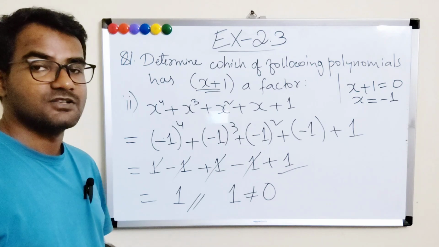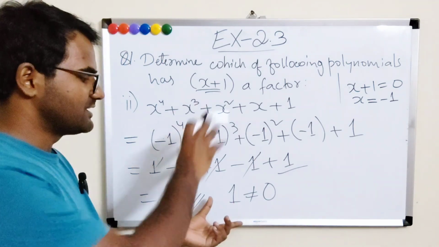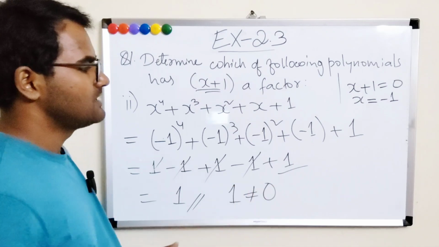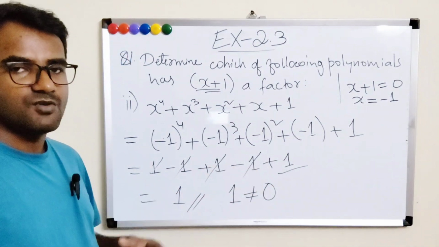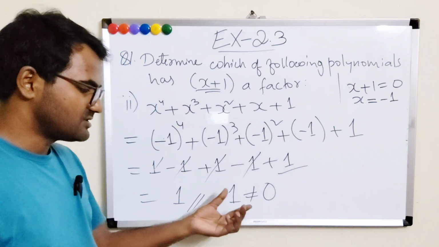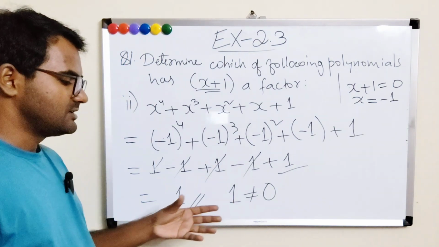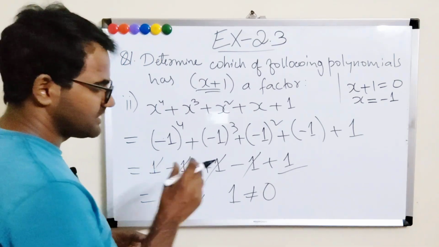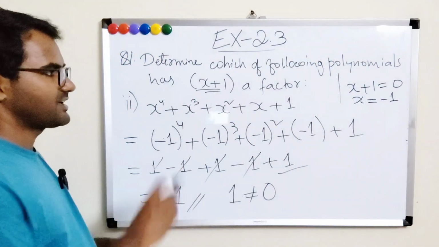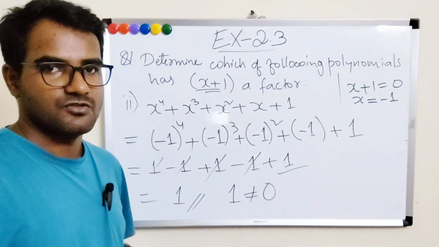Why? Because it does not equal 0. If we had got 0 here after calculation, then yes, we could say that this was a factor of the given polynomial. But since we have not got 0, we got 1 as the end product, as the answer, we cannot say that it is a factor of the given polynomial. So it is not a factor of the given polynomial.